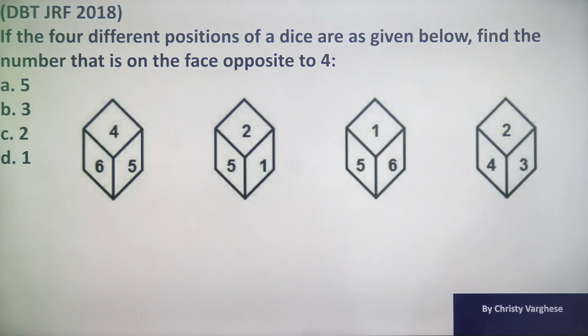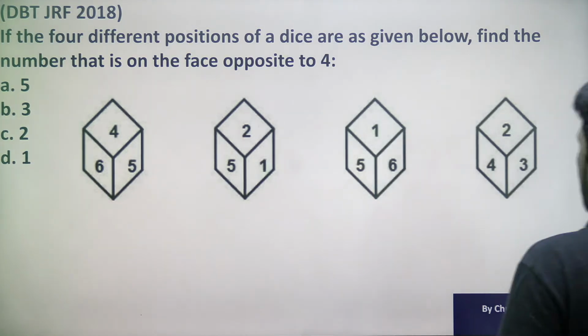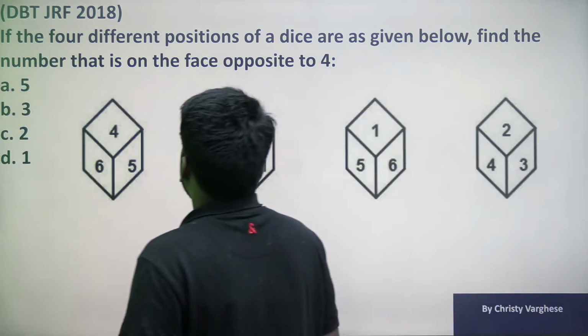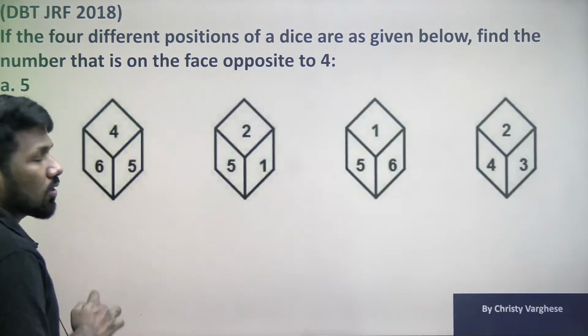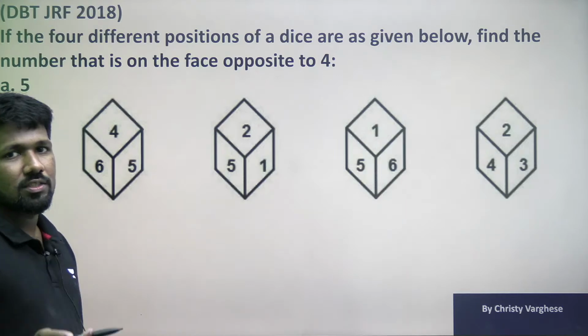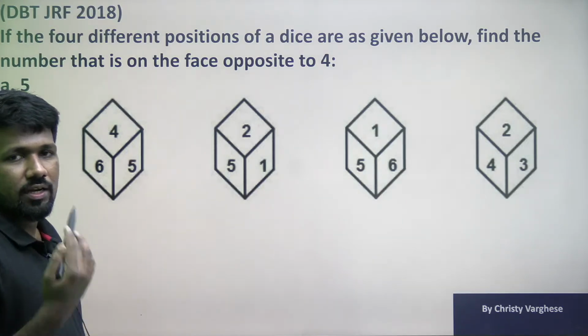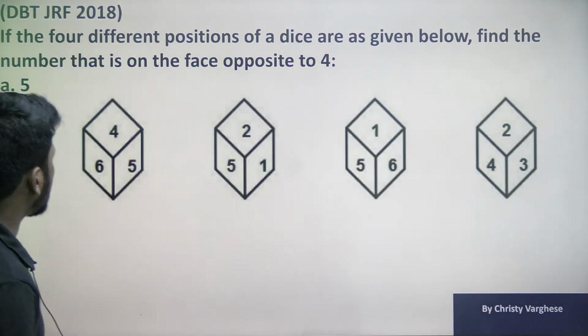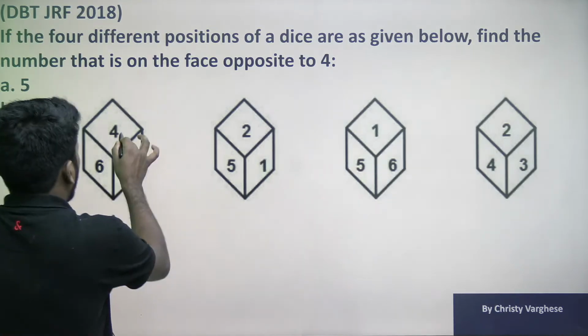Okay, so I'll explain this question. If the 4 different positions of a dice are given below, find the number that is on the face opposite to 4. I told you for a cube or a dice, there are opposite faces and adjacent faces for a particular face. So opposite to 4 is asked.